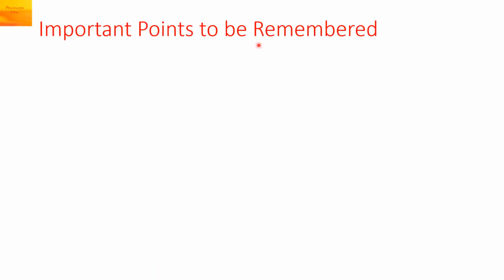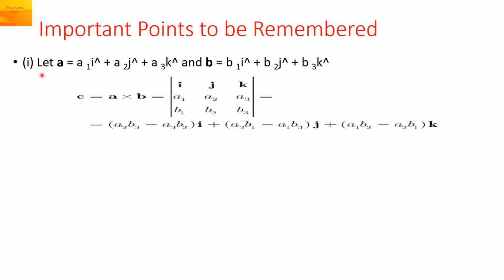Important points to be remembered. Let A bar be A1 I cap plus A2 J cap plus A3 K cap and B bar be B1 I cap plus B2 J cap plus B3 K cap. So we can find the cross product A bar cross B bar, which we can denote as C bar. This is written in the determinant form, I cap, J cap, K cap on the first row. On the second row, we write the components of the vector A bar as A1, A2, A3. On the third row, we write the components of vector B bar, that is B1, B2, B3.